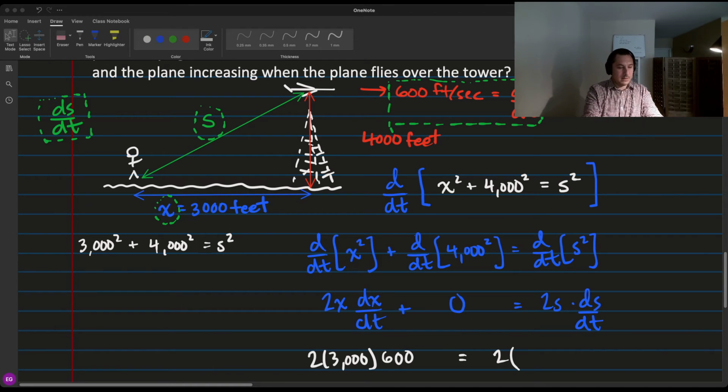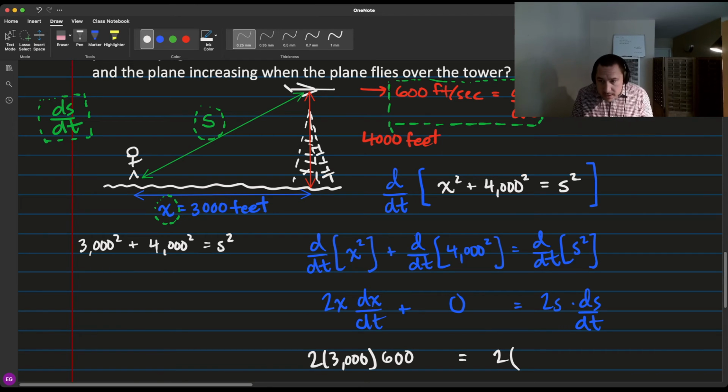So, okay, what is that? 3,000 squared plus 4,000 squared is 25 million, and then we need the square root of that. So s equals 5,000.